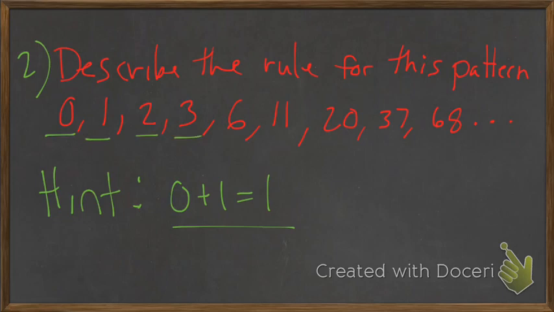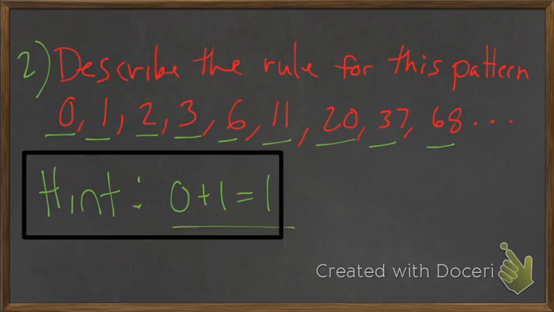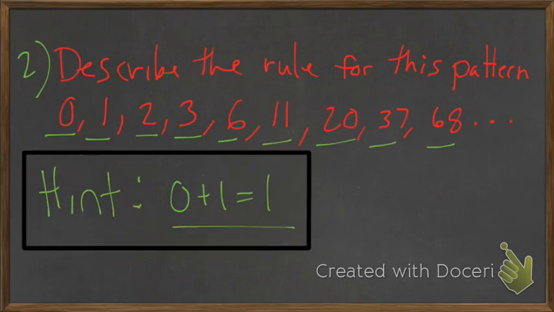0, 1, 2, 3, 6, 11, 20, 37, 68. And I'll give you one hint. Your hint is 0 plus 1 equals 1. That doesn't sound like much of a hint right now, but hopefully this will give you an idea of what the rest of it is. Okay, and I'm going to say good luck.